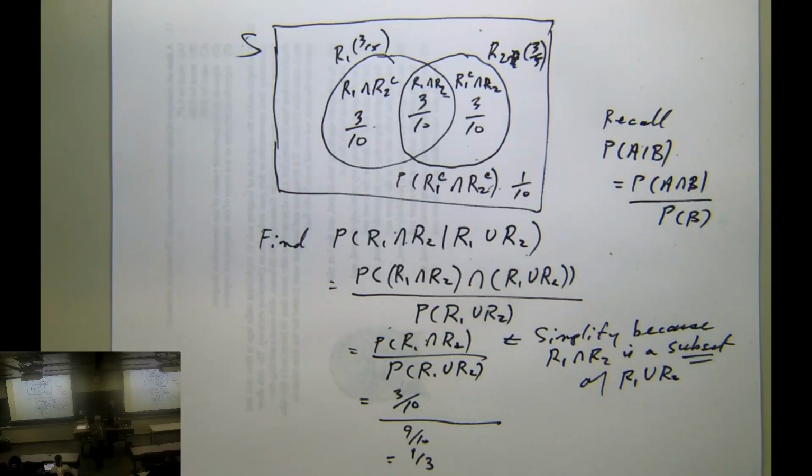Any questions about what I did there? And really the key thing is to note that the intersection of the intersection with the union was simply the intersection. Everybody good on that one? Yeah.